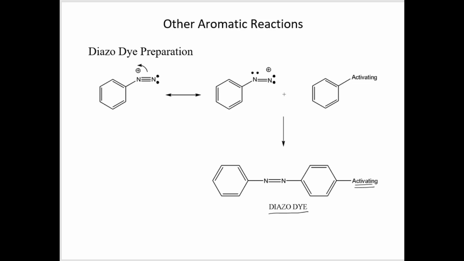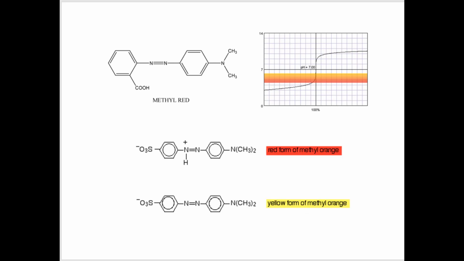So what you can do is, if you take this diazonium salt, it does have a resonance structure where the N plus can be on the end, and when you react that, this is now my E plus, and it will go to the para position if you have an activated ring, and so basically I just add that to the benzene ring.